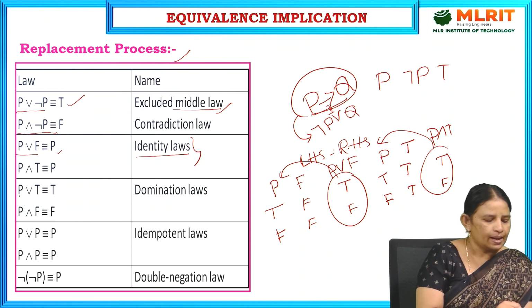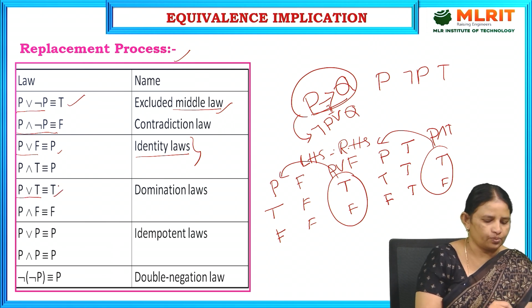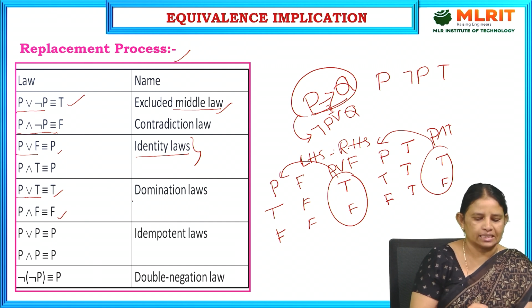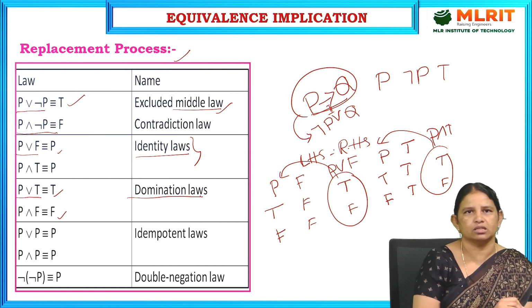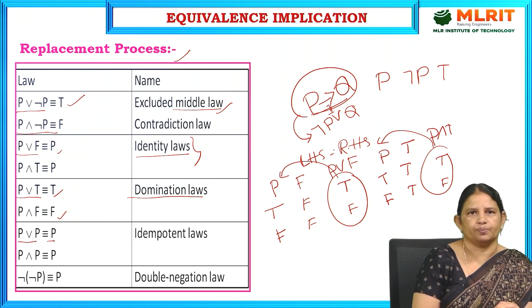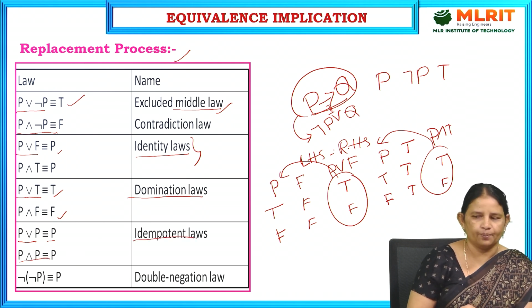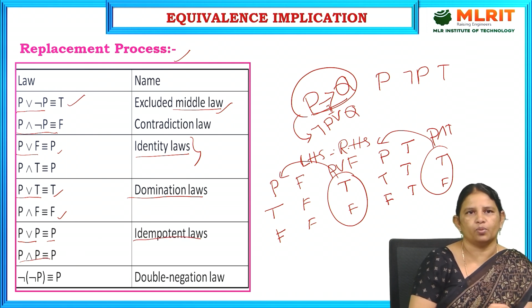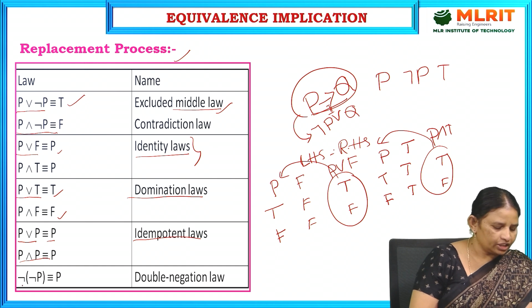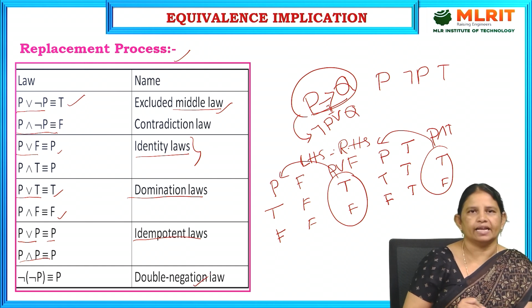The third one is P or true is true, and P and false is false. These two are called the domination laws. The fourth one is P or P is P only, and P and P is P only. That is called the idempotent law. These two are idempotent laws. Next, negation of negation P is equivalent to P. That is the double negation law.